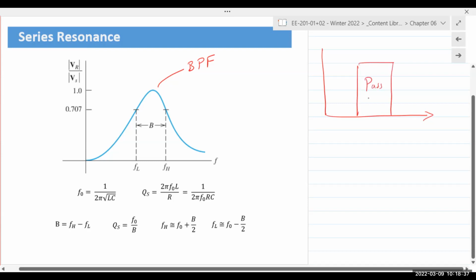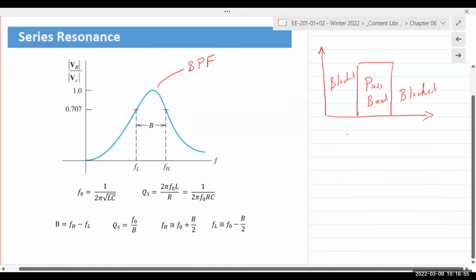Ideal band pass filter. This is the pass band. This is the blocked band. Everything in the middle is allowed to pass through. So this works as a band pass filter.